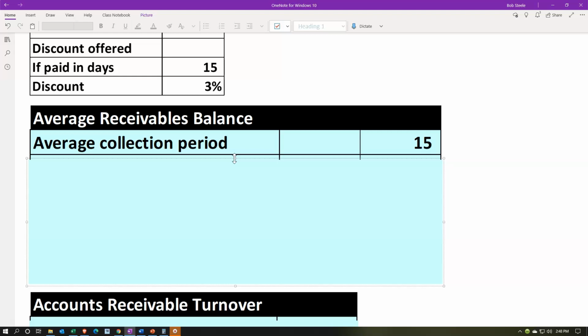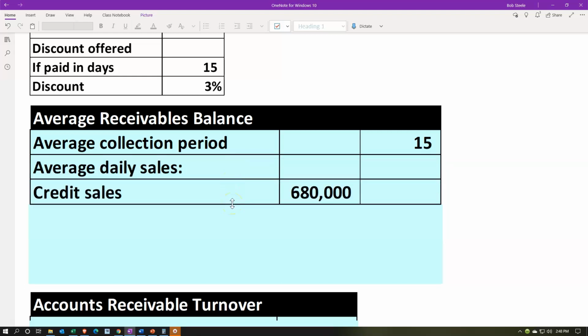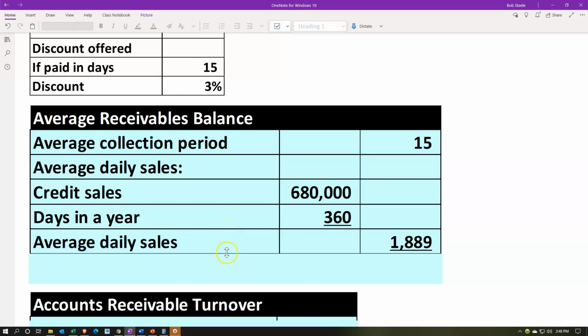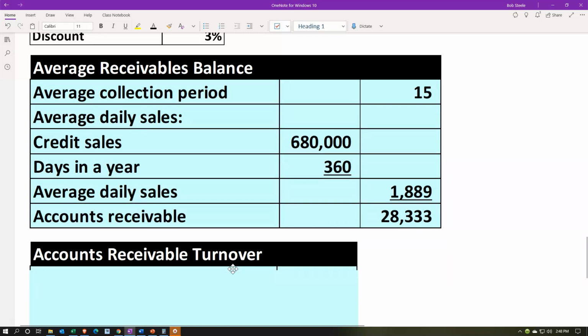So if we were to rework it, though, we would take the average collection period, and then we have the average daily sales, which is the credit sales of the 680,000 divided by the days in a year, which is about 360 if we assume 30-day months. And that'll give us the 1,889. 15 times the 1,889 about gives us about, once again, the 28,333 for the accounts receivable.